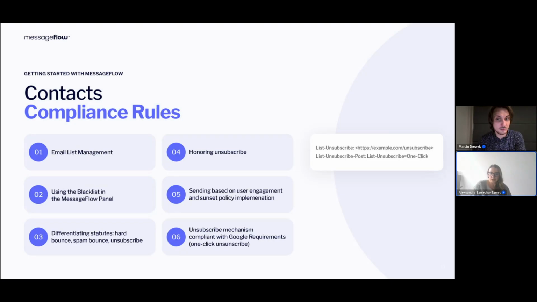And after, of course, using double opt-in to gather all of the contacts to your email base, make sure that you give your clients, your users, an easy way to unsubscribe from the mailing that you send, and you can do it by adding the list unsubscribe headers to your mailing. If you're using MessageFlow, you can always contact our support, and we will help you with configuring the list unsubscribe headers for your emails.